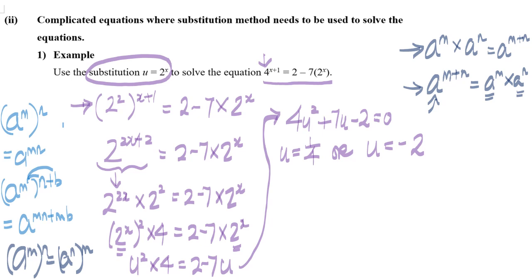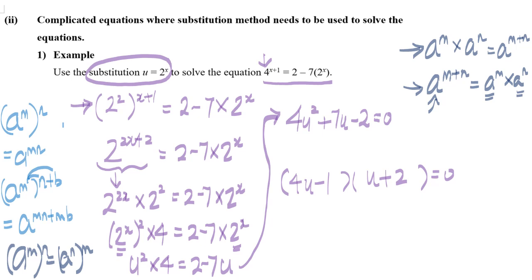So if you need to put it back into factors, then u equals 1/4 is actually 4u minus 1. u equals -2 is u plus 2. Okay, so from there, I have to apply the zero product rule. Zero product rule means 4u minus 1 equals 0, or u plus 2 equals 0. So that will end up getting u equals 1/4, or u equals -2.